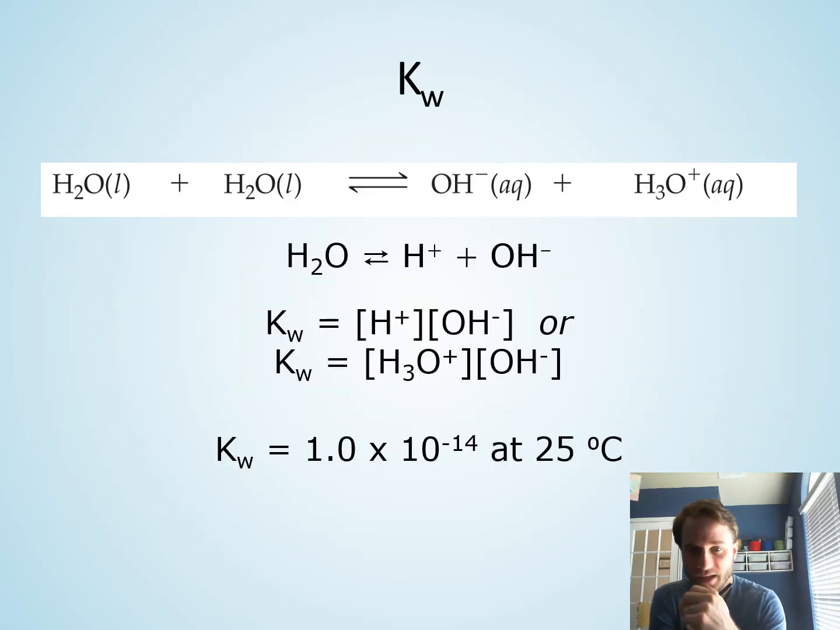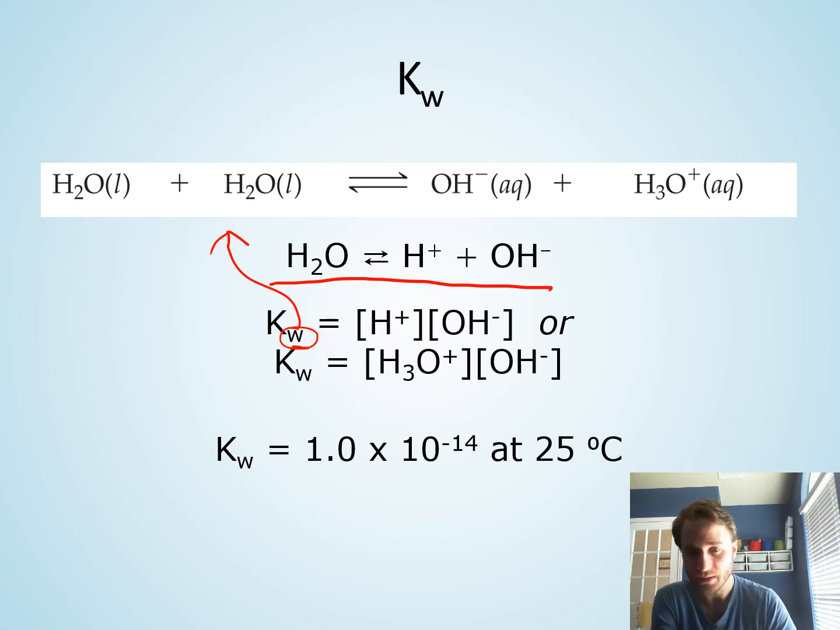So what that means is that in every single solution where water is your solvent, you have this equilibrium reaction, which has an equilibrium constant that we call Kw. The W just indicates that it's for the reaction of the autoionization of water.